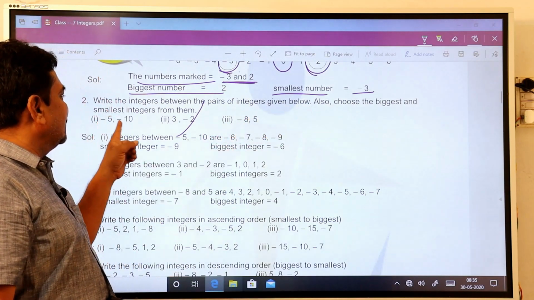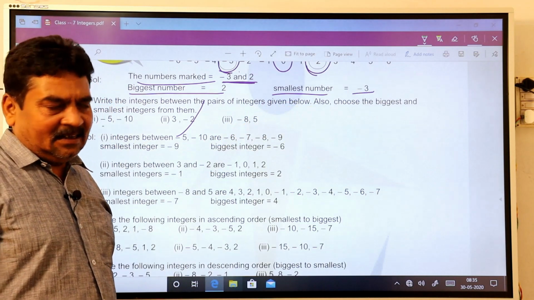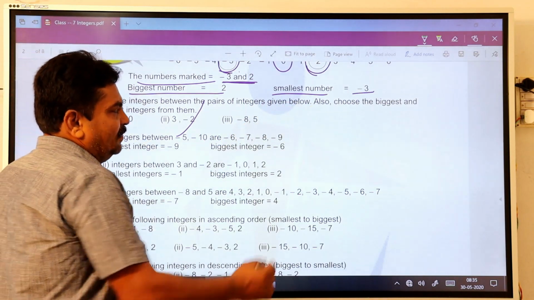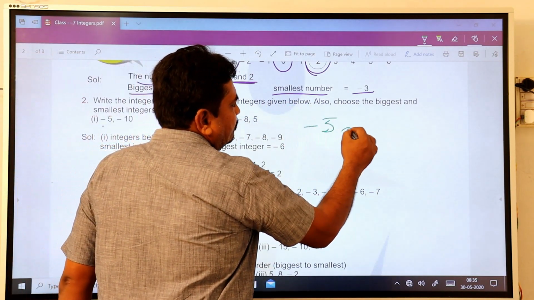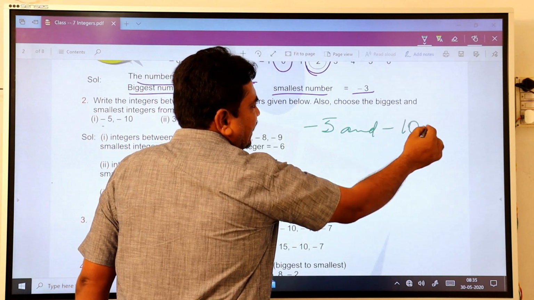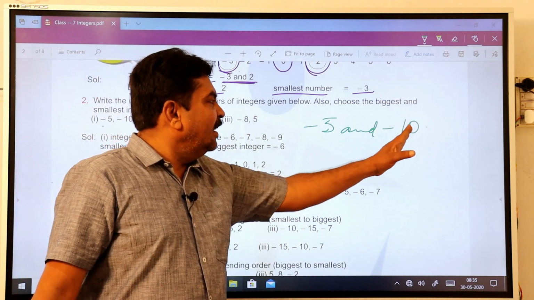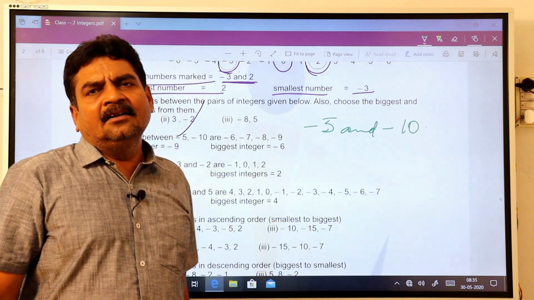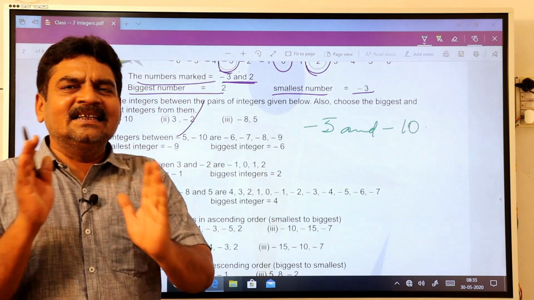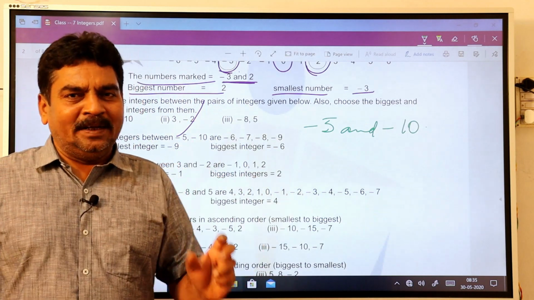Here you have -5 and -10. The first one you have -5 and -10. For this pair of integers given, you have to find how many integers are present in between these two.